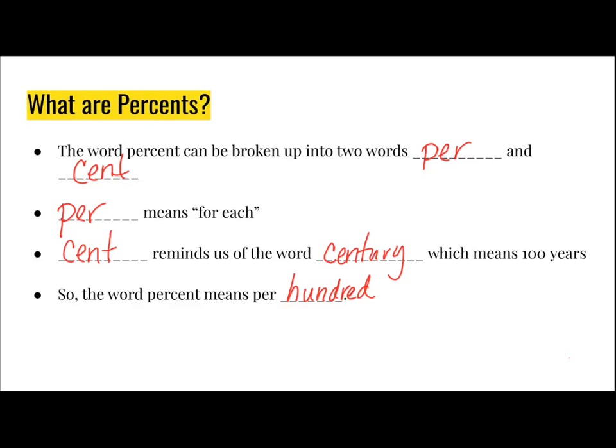So if I was to say that 30% of all students today are wearing glasses, that would mean 30 out of every 100 students would be wearing glasses.